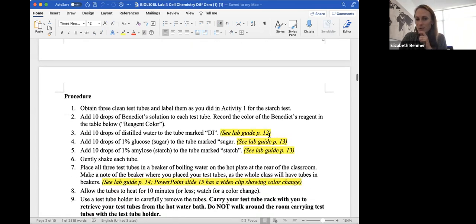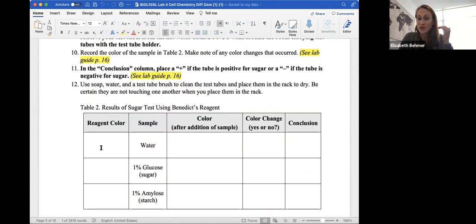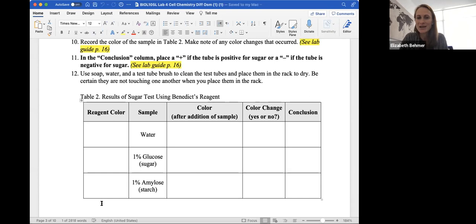Activity 2, the table will be set up the same way, but we're using Benedict's. So the reagent color is blue. So you'll put blue, blue, blue, or light blue if you want to be really detailed. Then you'll do the color after the addition of a sample and after you heat it up.